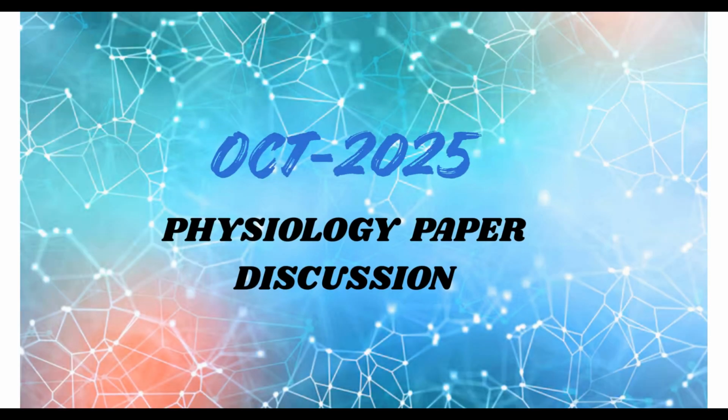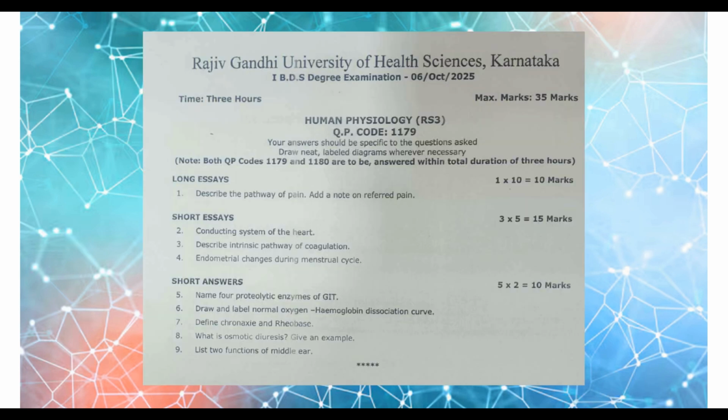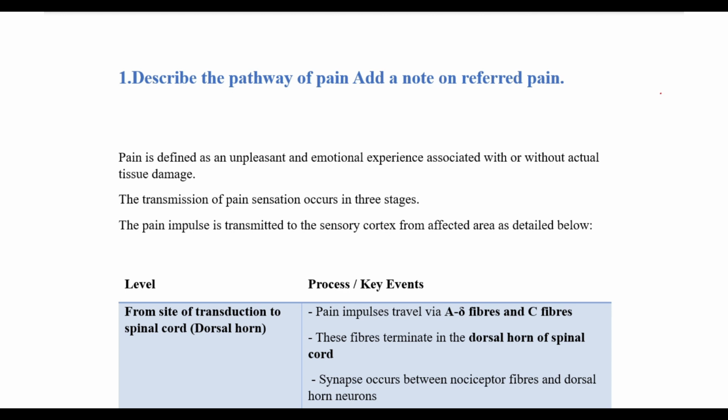Today we'll be discussing the October 2025 Physiology paper. So let's begin. Let's see the first question. Describe the pathway of pain and add a note on referred pain. So ये है आपका 10 mark का question. So they've already divided the question into two parts. The pathway of pain will carry 5 marks and the note on referred pain will carry 5 marks.